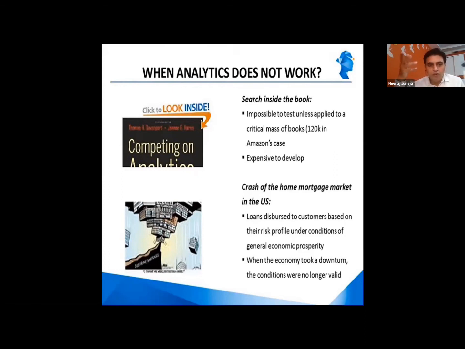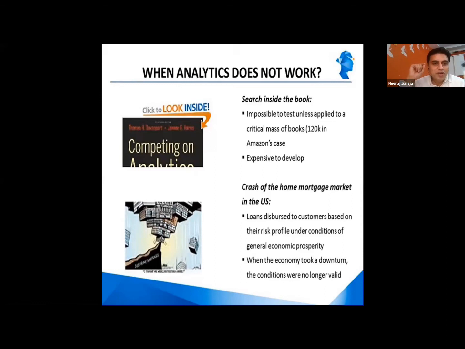And then secondly, we also have one use case where analytics doesn't work. This was the crash of the home mortgage market in the US, right? People were buying homes because the US was a prosperous market. People were availing loans from the banks also, and risk profiling was good at that particular time. Banks disbursed a lot of loans to their customers based on their risk profile, but eventually the entire mortgage market crashed in the US, right? Now people started blaming business analytics for that. Why? Because they thought that because of business analytics, loans were given to all these customers and eventually they defaulted, right? But business analytics was not to be blamed.